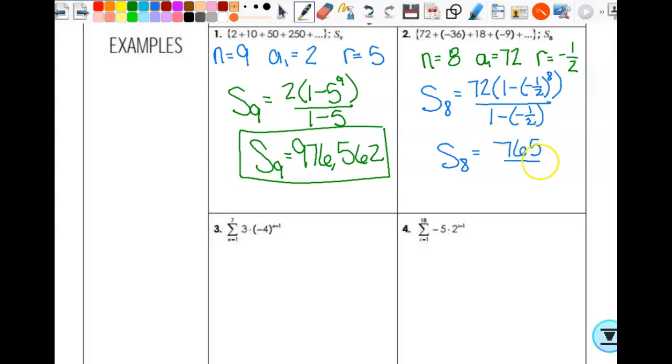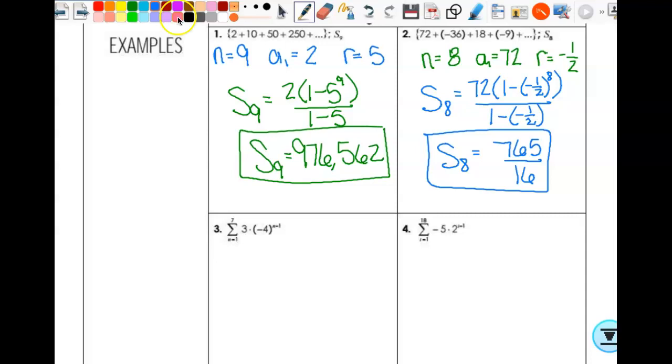765 over 16. Yes. And we can tell that it's going to be positive from the beginning, because if I have 72 and then negative 36, I'm subtracting half. Then I'm adding more back, but I'm only subtracting half. You're never subtracting more than you're adding, so it should stay positive.